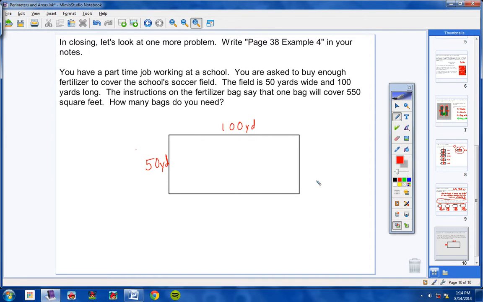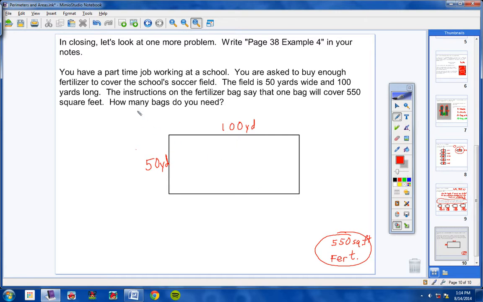Now I know I'm going to go to the store, and here's my bag of fertilizer down here. I know this bag of fertilizer that I'm going to buy is going to cover 550 square feet. So take some really good notes. I would write all of this down if I were you. And if you're working ahead, that's fine, but please check your work and make sure you're doing the problem correctly.